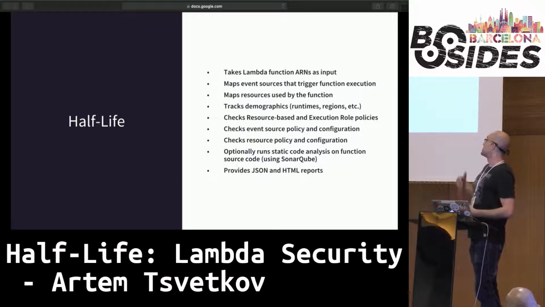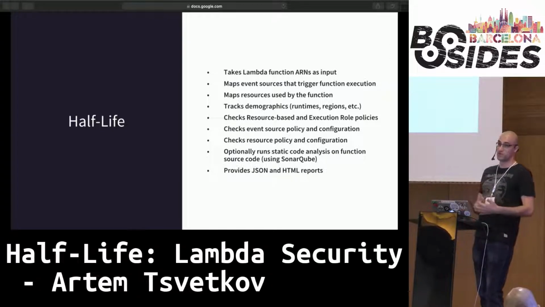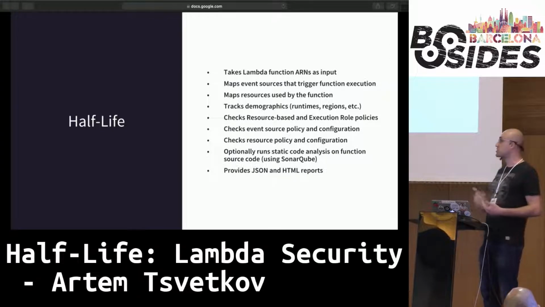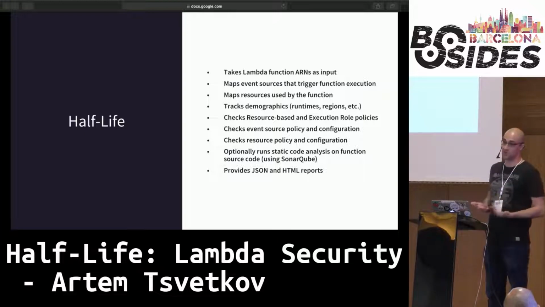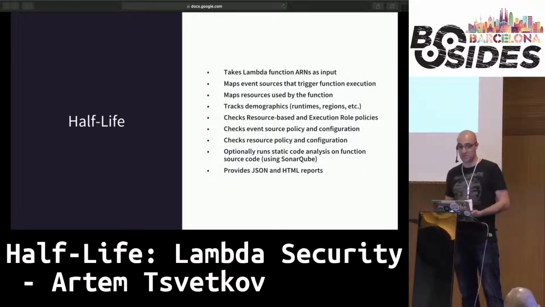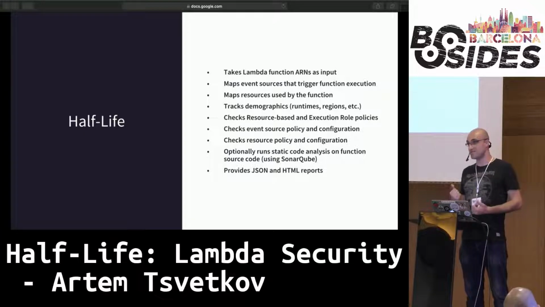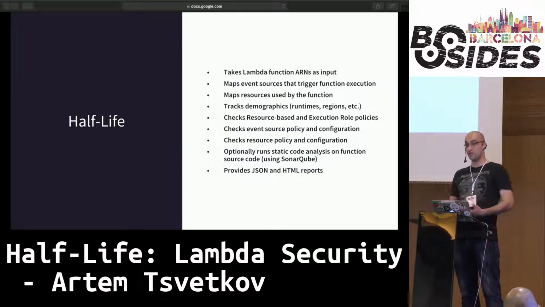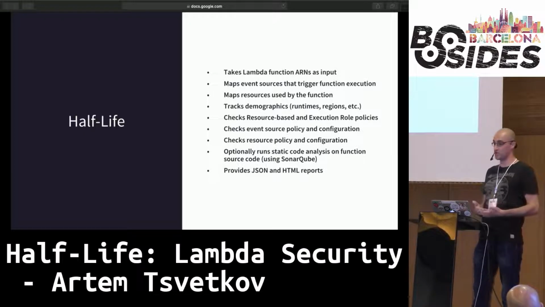When it does that, you can also optionally enable static code analysis. So it's going to download your function code and run it through SonarQube in this case, because that's what we're using at Skyscanner. So I made it compatible with SonarQube. In GitHub, you actually have a Docker file to build a SonarQube server for yourself if you don't have one.